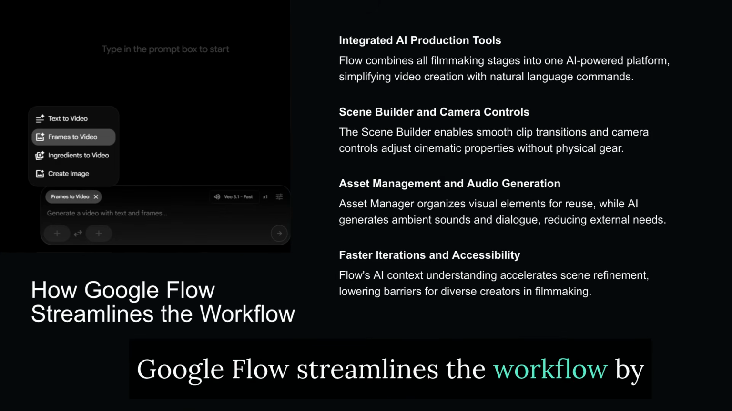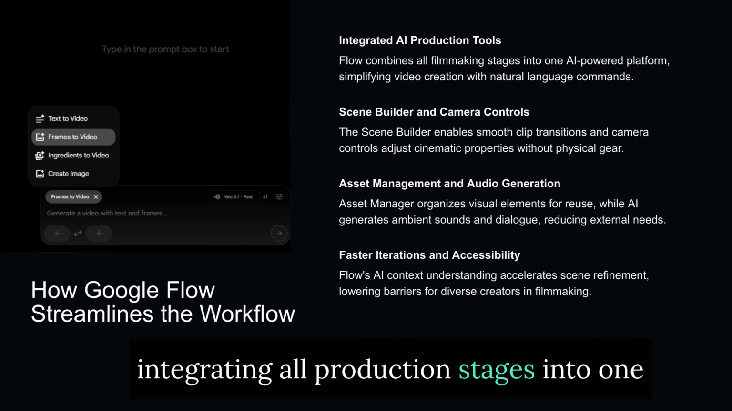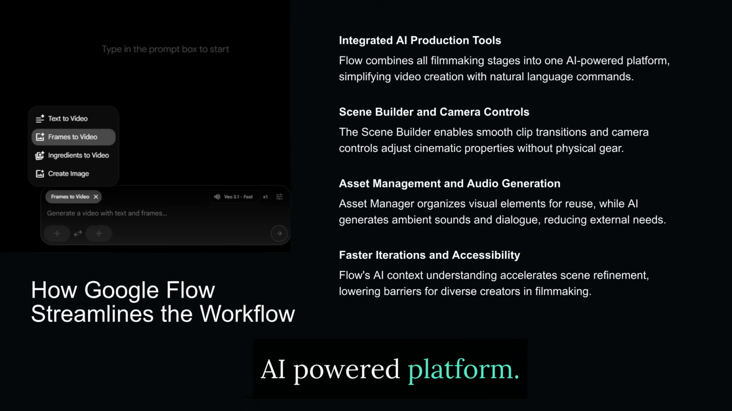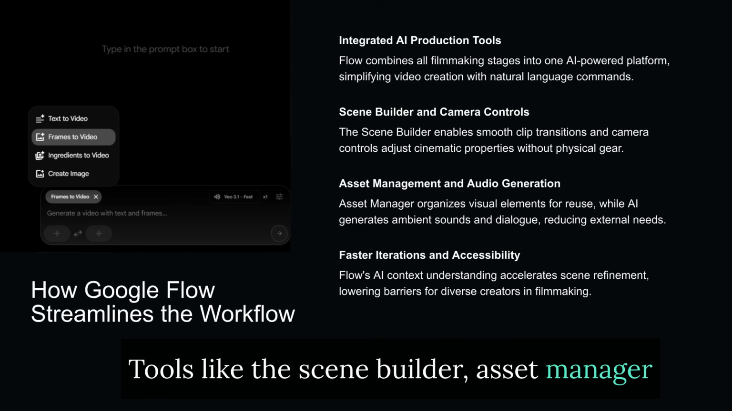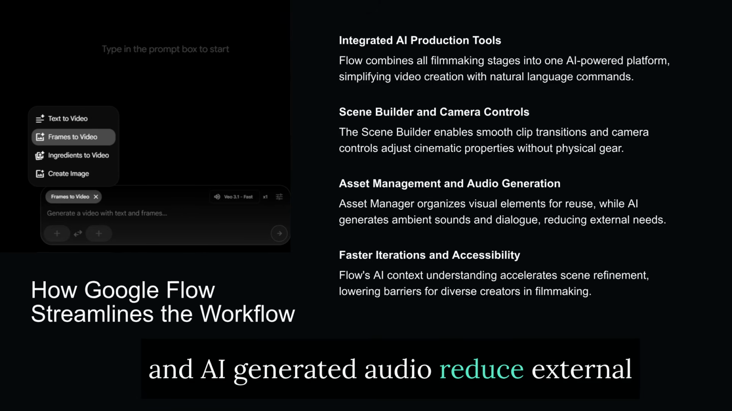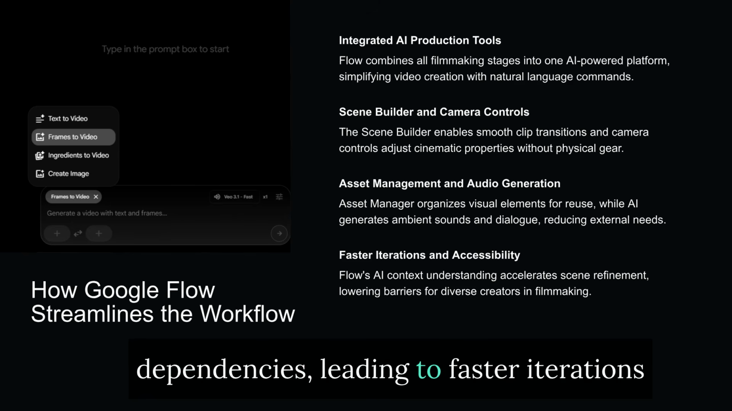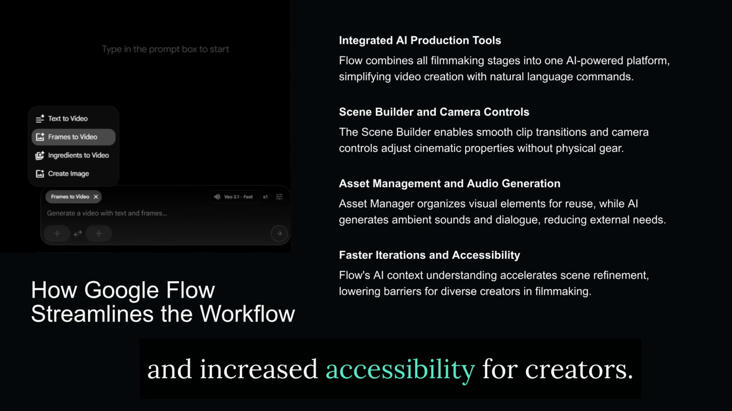Google Flow streamlines the workflow by integrating all production stages into one AI-powered platform. Tools like the Scene Builder, Asset Manager, and AI-generated audio reduce external dependencies, leading to faster iterations and increased accessibility for creators.